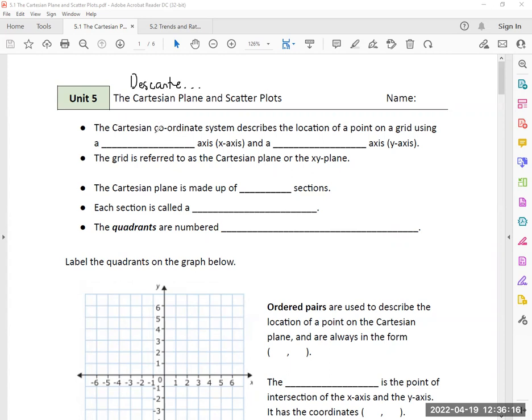It is a coordinate system, a way to pinpoint, a way to give location, right? It's a system that describes the location of a point on a grid using a horizontal axis and a vertical axis, right?